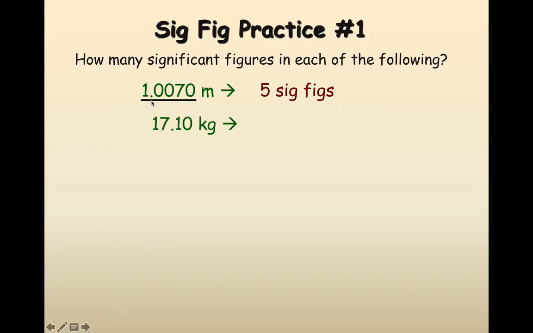Next up, what do you think? 4 sig figs. Okay, this one has a trailing 0 as well with a decimal. Trailing zeros with decimals count.